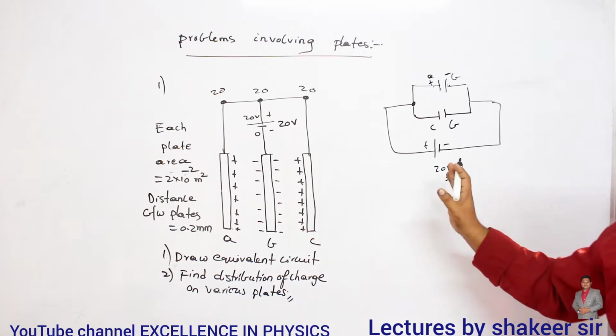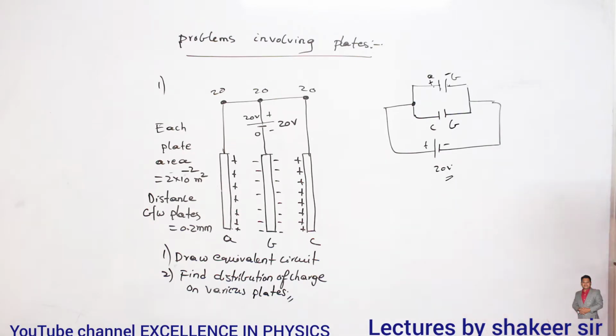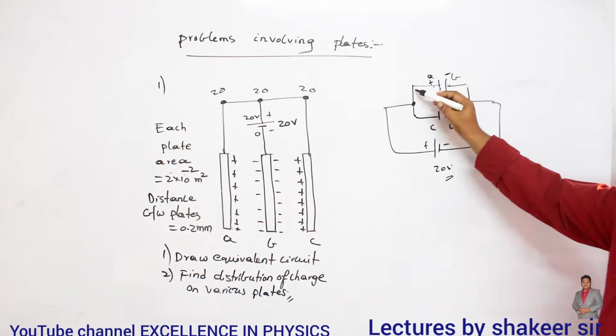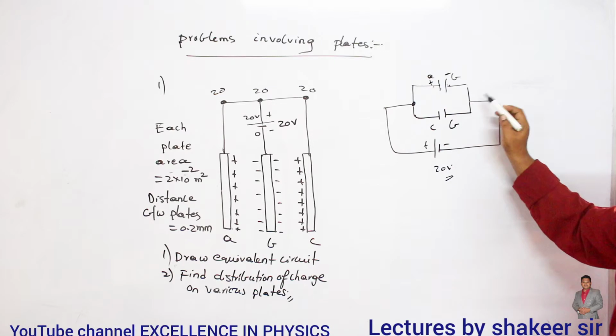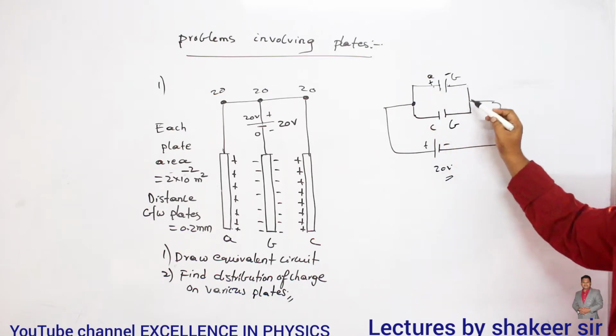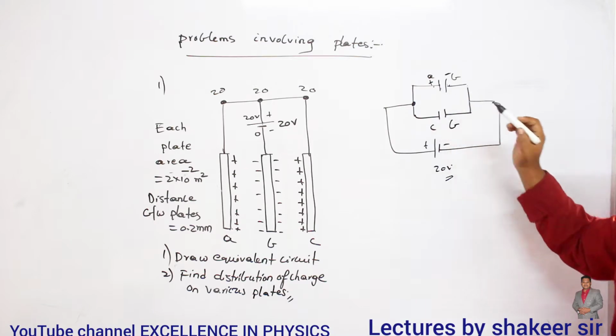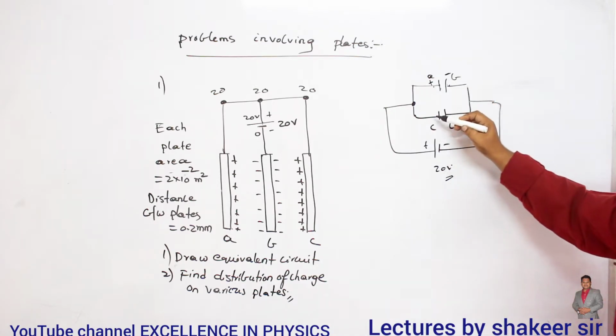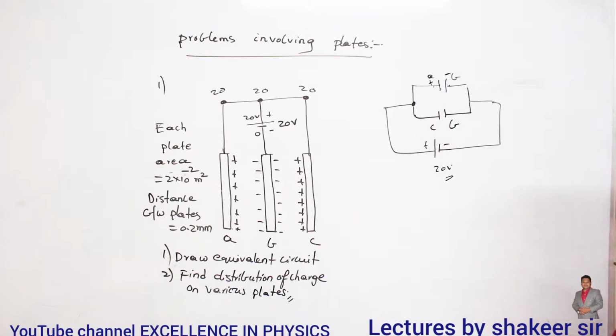Have you understood how we have drawn this diagram? All of you? Clear now? A and C are connected at the same potential. B is present at a different potential. So A and C, and this AB and CB, definitely I can say they are in parallel connection. Why are they in parallel connection? Only then will A and C be at the same potential. Are you able to understand? So this is how I have drawn this diagram.